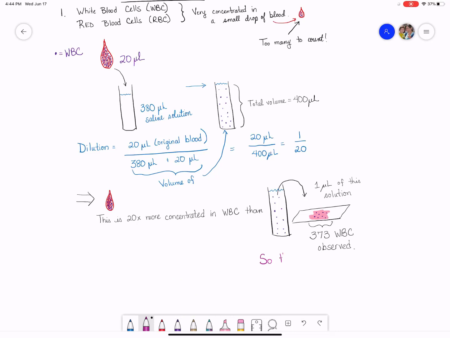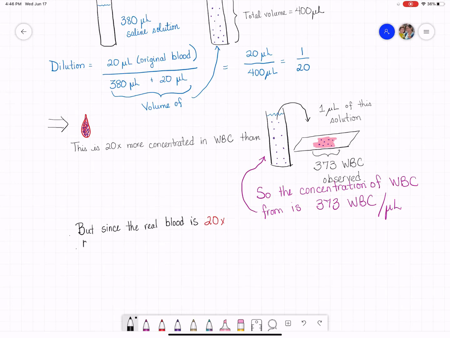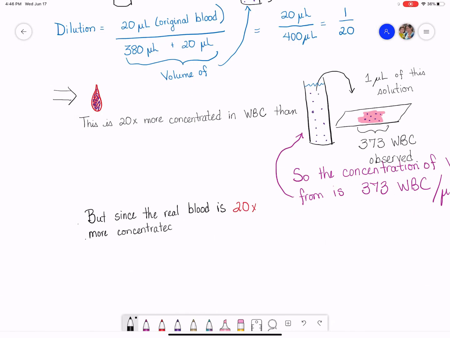Since the sample was diluted out 20-fold, we know that the real concentration must be 20 times more concentrated than the number of cells that I observed on the slide. So if I observed 373 white blood cells per microliter of solution, then I'm going to multiply that by what is called my dilution factor. In this case, that would be 20.